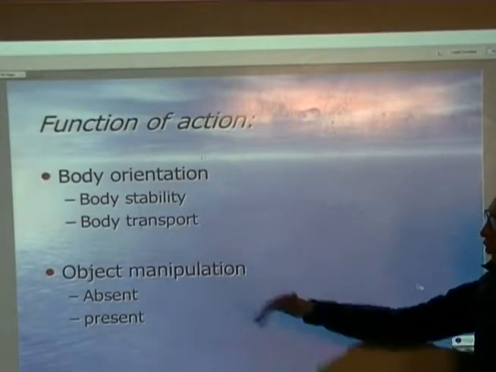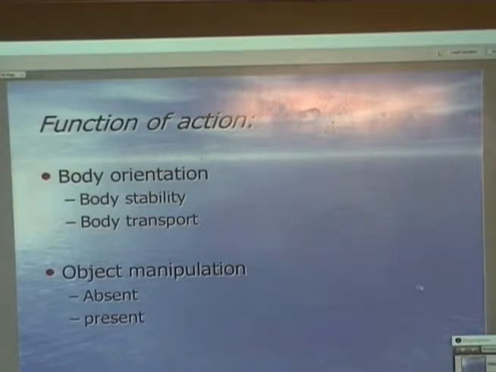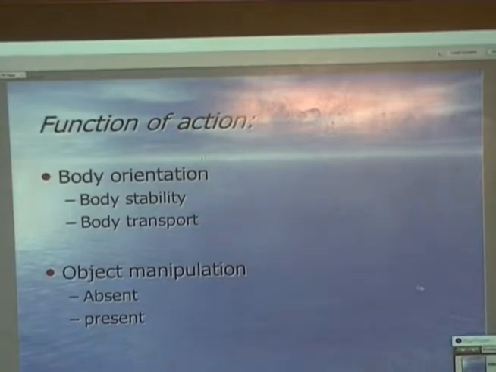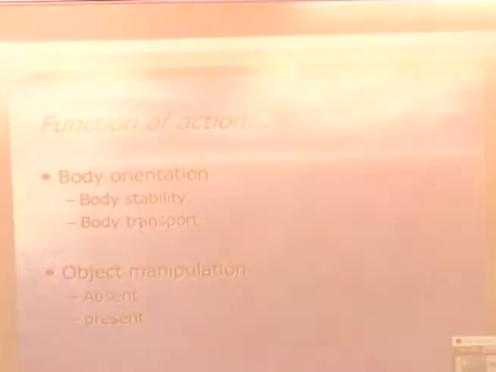And her other choice was object manipulation. Very simple, is there an object, is there not an object? So when we combine all these ideas, we get a matrix with 16 skill categories, right? 16 boxes, which is the handout I gave you.